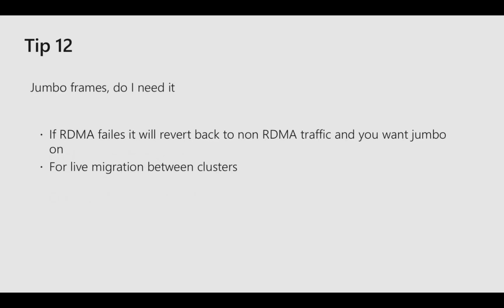Another networking tip is jumbo frames. Do I need it? Yes, you do. So if RDMA fails, it'll fail over to TCP/IP, meaning your CPU will handle the traffic. With jumbo frames, you put more data into one packet, so it will not congest your CPU that much. And it's nice if you do live migration without RDMA, for instance, between two clusters that don't share the same SMB RDMA network. Then yes, it will offload the CPU a lot as well.